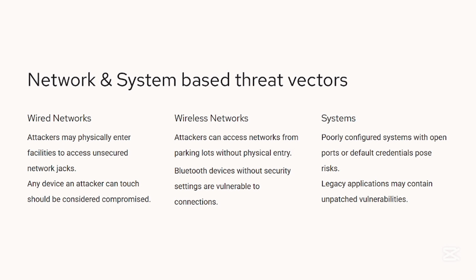port is compromised. Then when we look at wireless networks, these are the easiest and the most commonly used threat vectors and attack surfaces. Attackers can access networks from parking lots without physical entry. If someone can access the organization Wi-Fi through the parking lot, then they would not even need to enter the organization. And sometimes even Bluetooth devices without security settings are vulnerable to connections to malicious attackers.